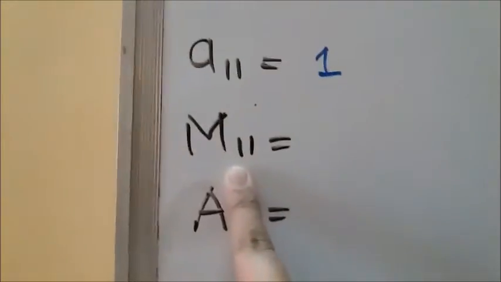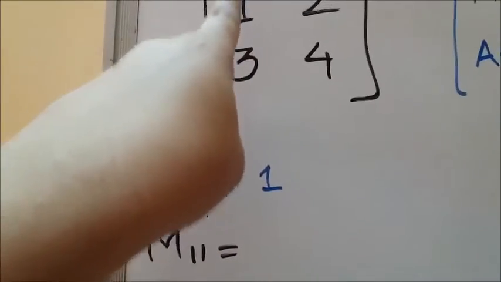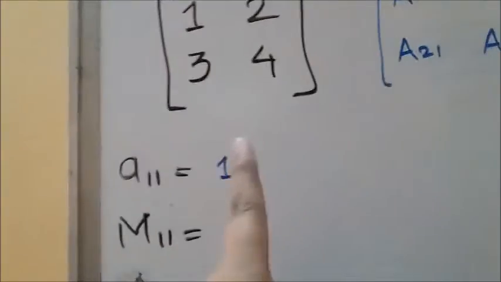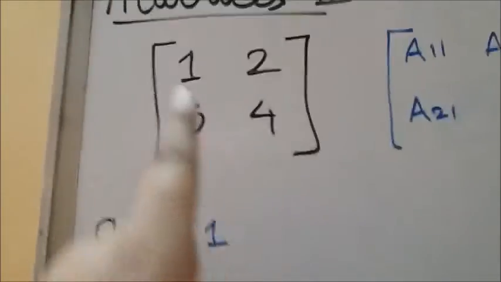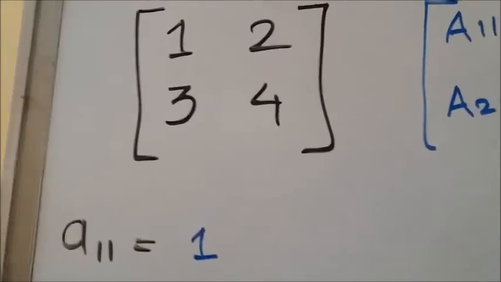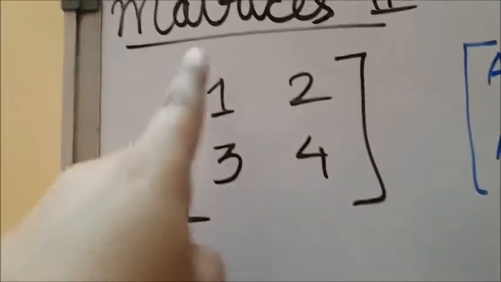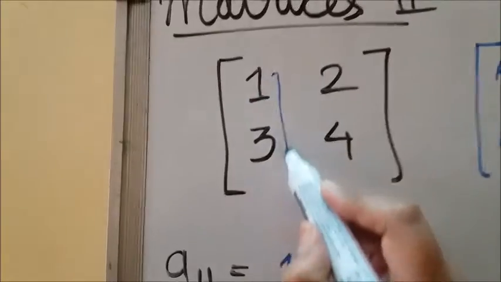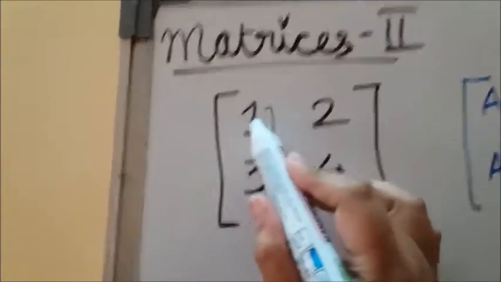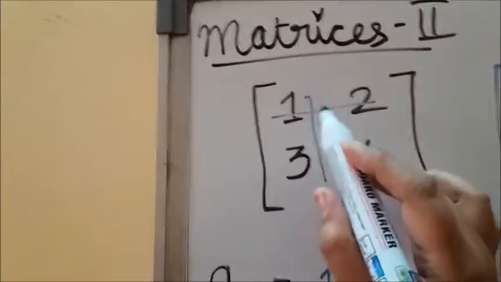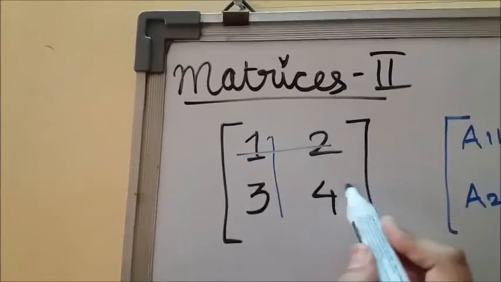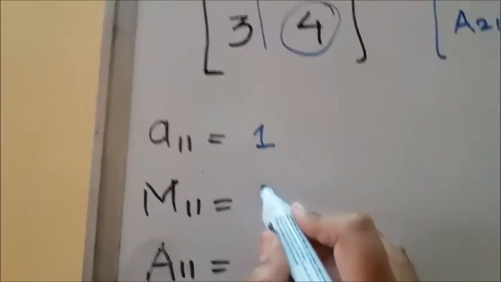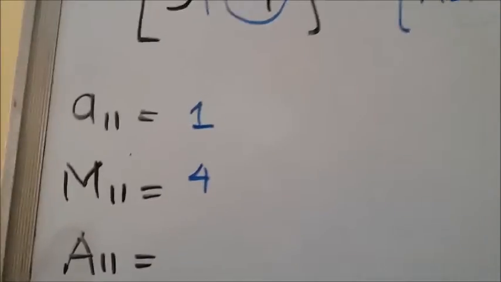What I have to do here is skip out the first row and first column, and write down the digit which is remaining after I skip out this first row and first column. So if I draw an imaginary line here, I do not count these digits and these digits, as it is the first row and first column. What is remaining? 4. So I will copy it down here.